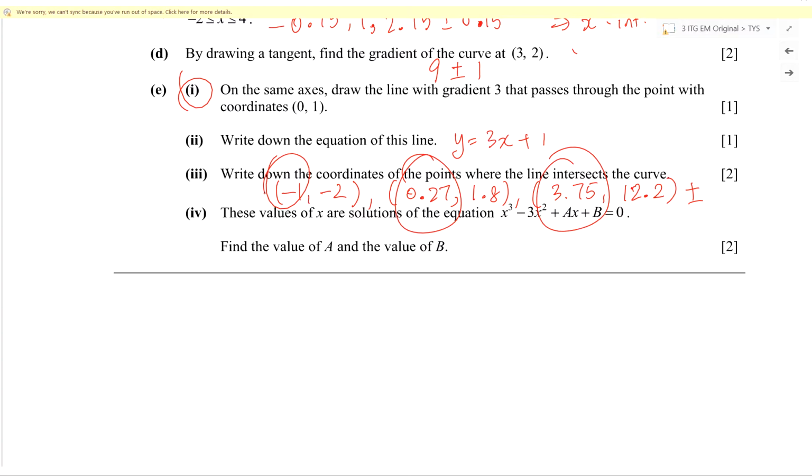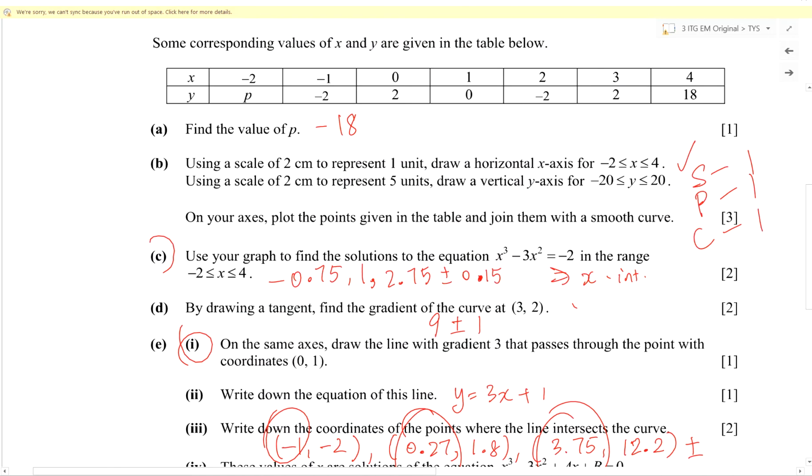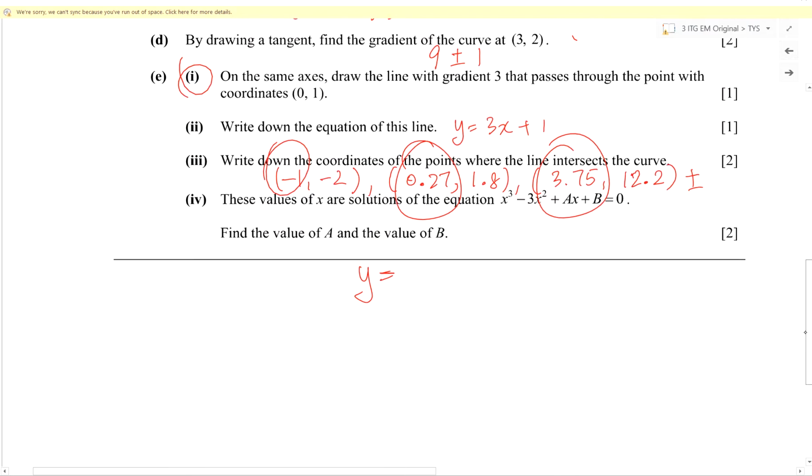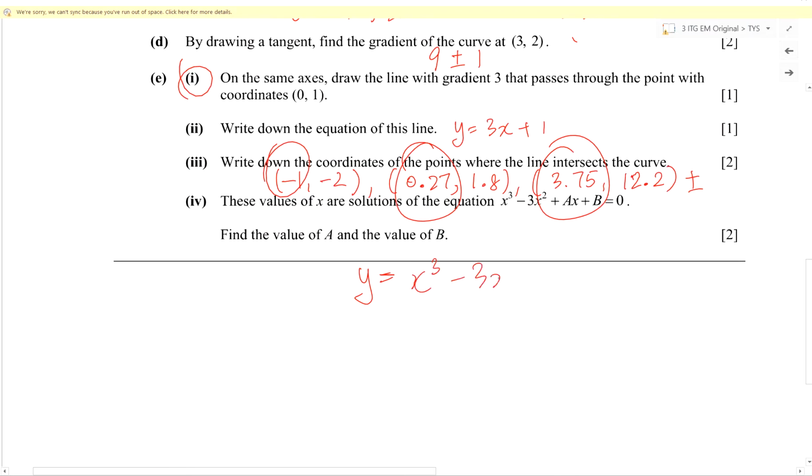No, we are not going to use these values. Yes, we take the line and the curve. So from the curve, we have y equals x cubed minus 3x squared plus 2. And the line we have is y equals 3x plus 1. So equation 1, equation 2, solve simultaneously.